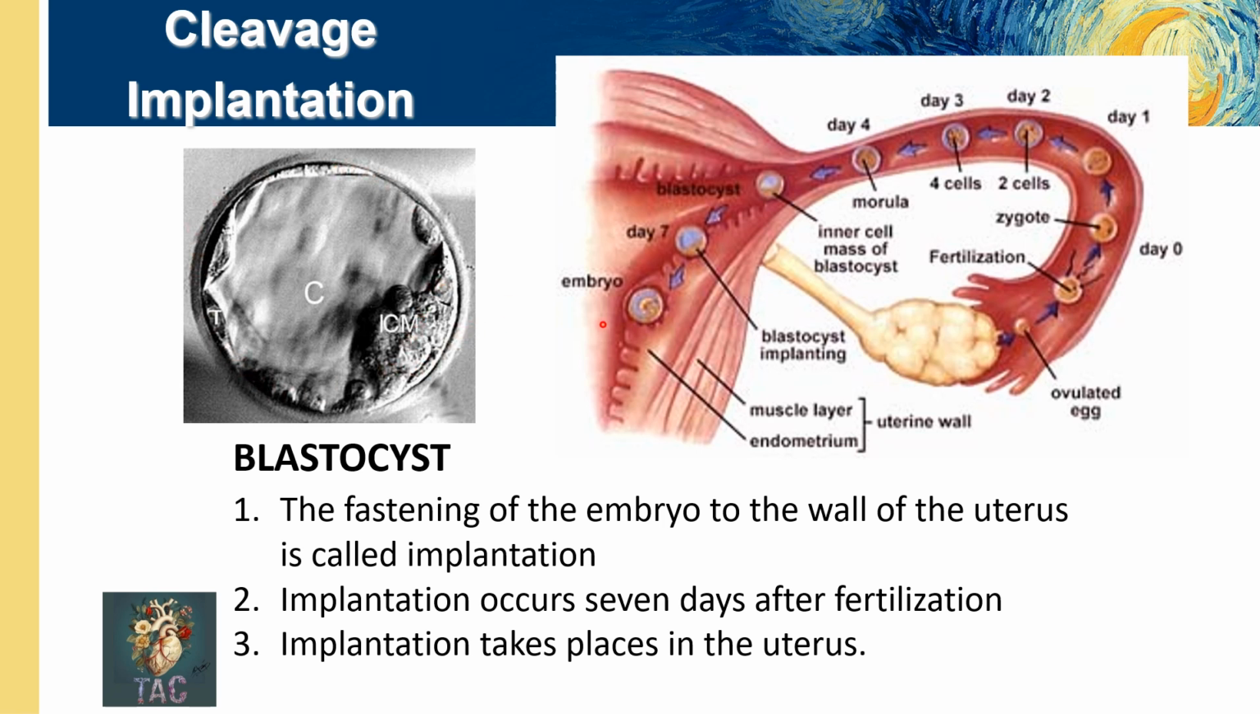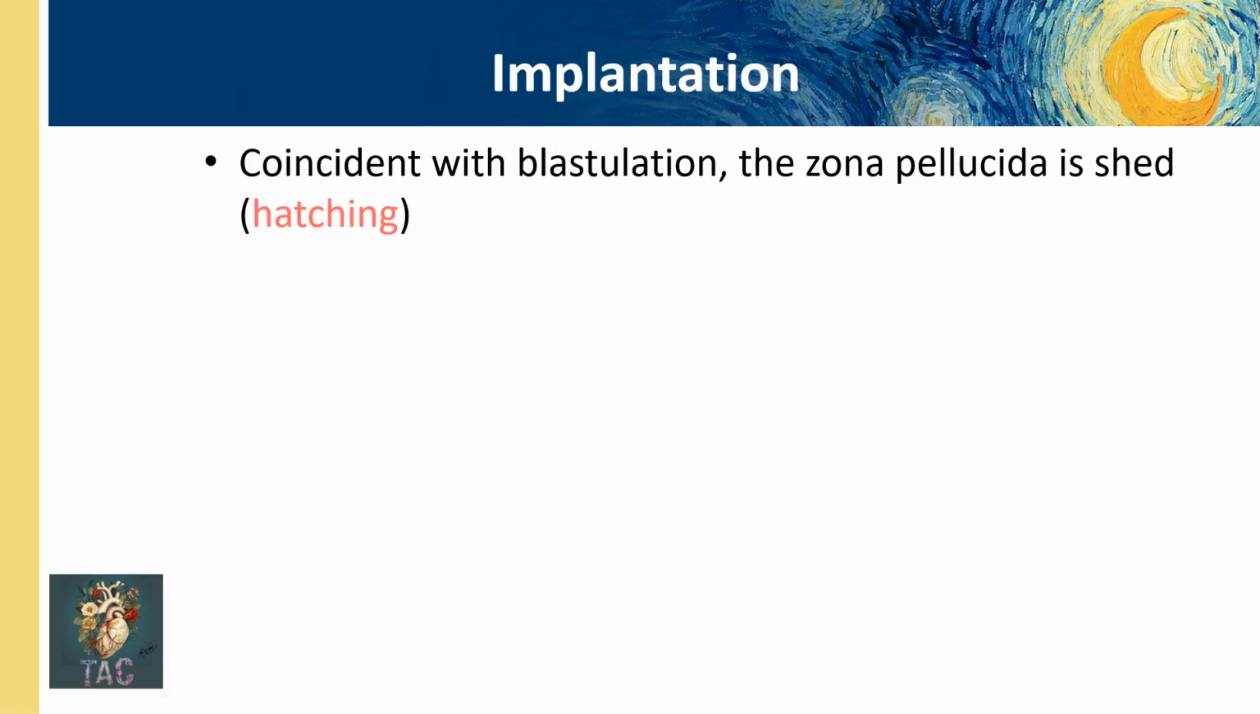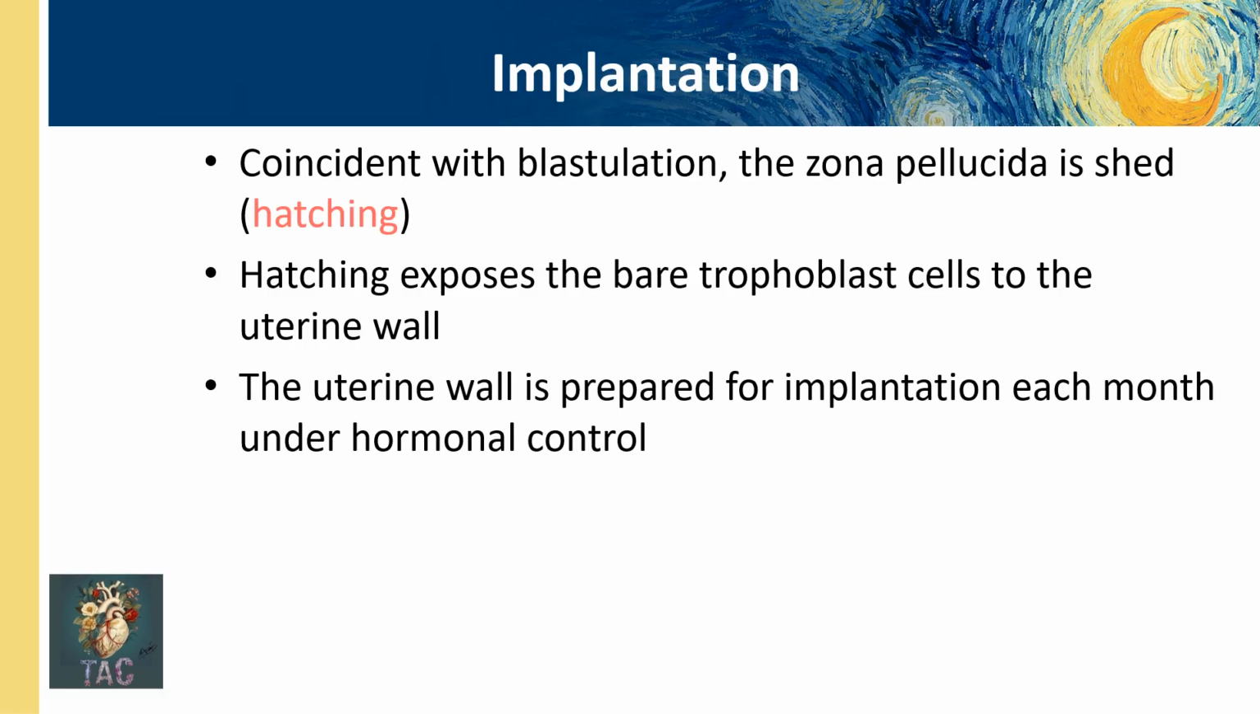Here you can see the inner cell mass and the outer cell mass. The outer cell mass also differentiates itself into 2 layers. The outermost is the syncytial trophoblast and the inner, more cellular layer is the cytotrophoblast. Coincident with the blastulation, the zona pellucida is shed. The process is called hatching.